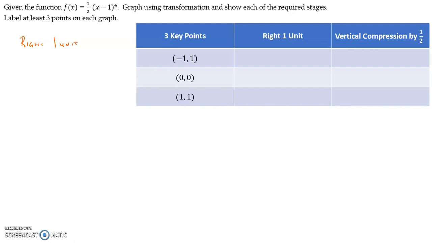And the 1/2 that we see out in front is going to be a vertical compression by a factor of 1/2. And this is going to impact our y values. Right, we're going to be multiplying our y values here by 1/2 when we get to that step. So the first thing we want to do is identify the parent function.